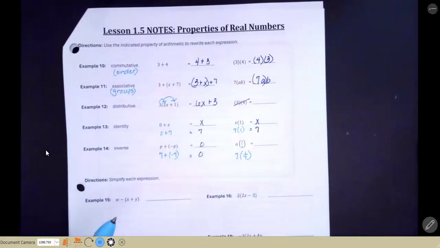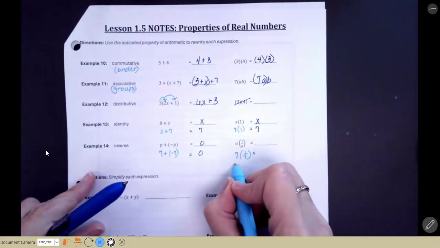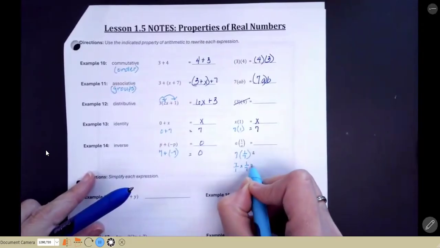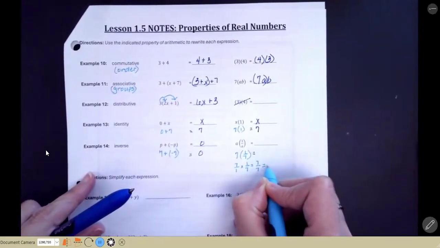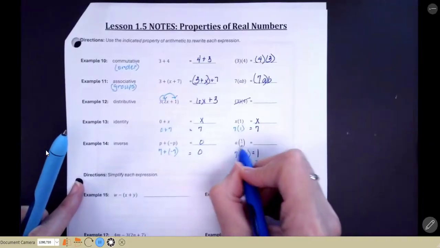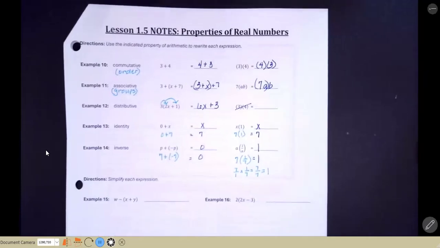What does that equal? Well, look, it's 7 over 1 times 1 over 7, 7 over 7, which equals 1. So then this would also equal 1, okay? So lots of different variations. Please refer to these when you're doing your notes.